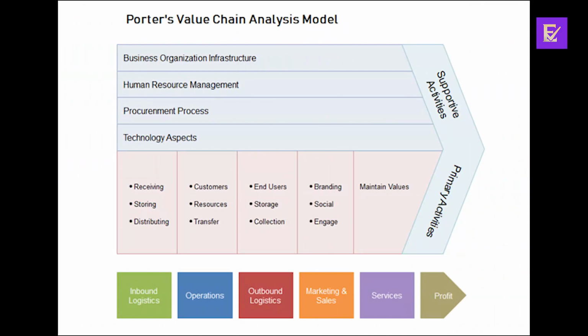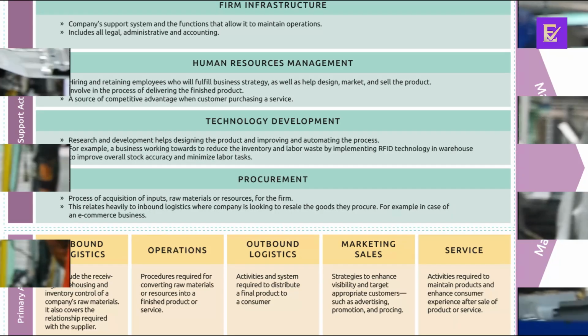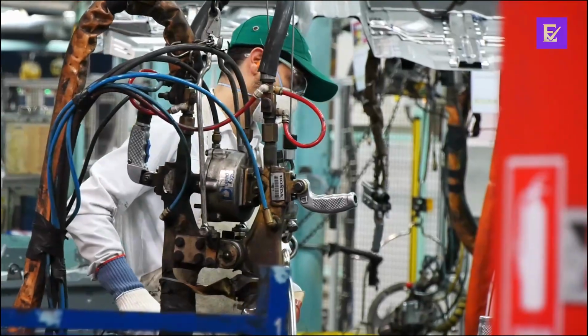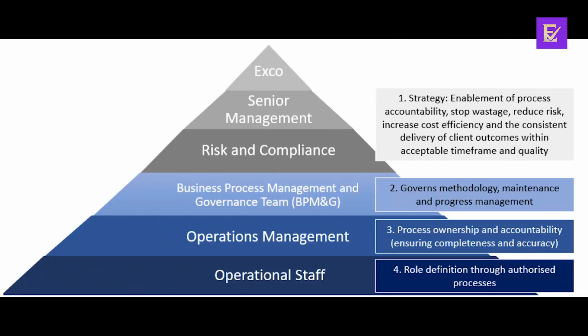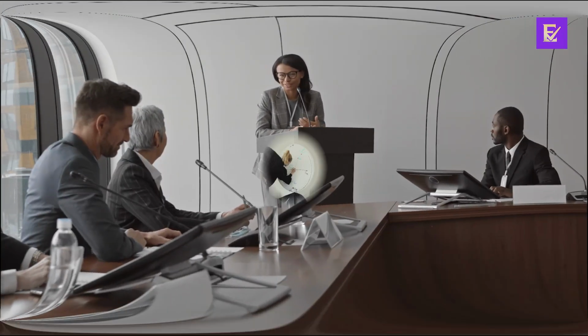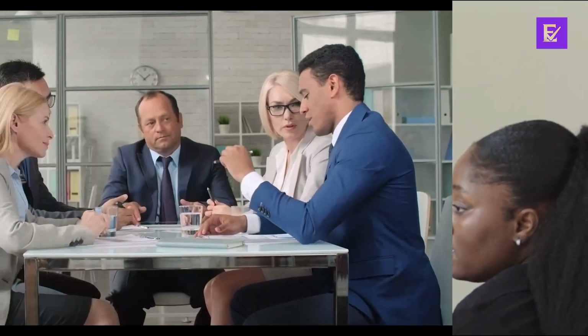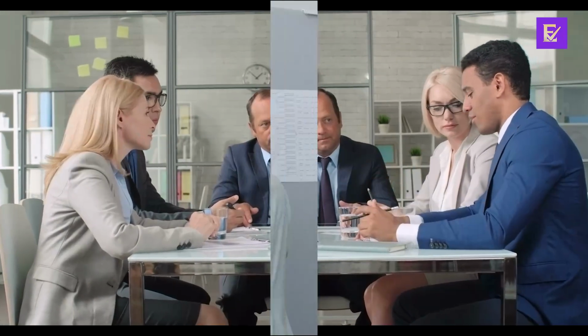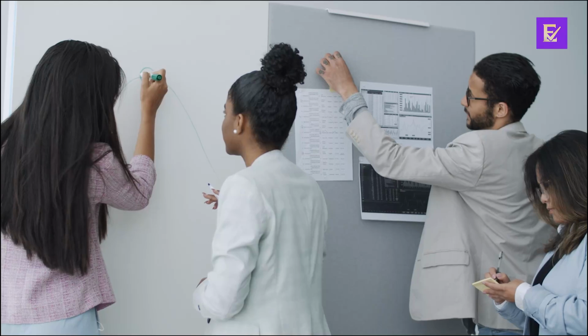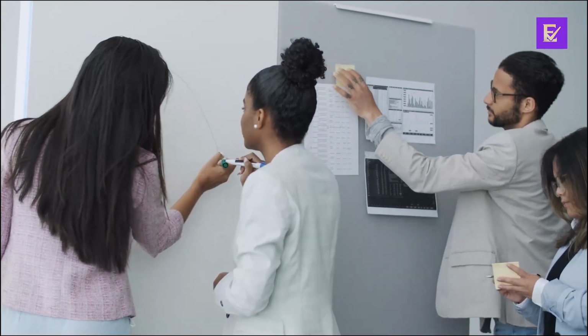Core processes, the activities that directly create value for customers. Supporting processes, the activities that enable the business to operate efficiently. Management processes, the processes that guide planning, leadership, governance, and continuous improvement. When these relationships become clear, decision-making becomes easier, priorities become clearer, and improvement efforts become much more effective.